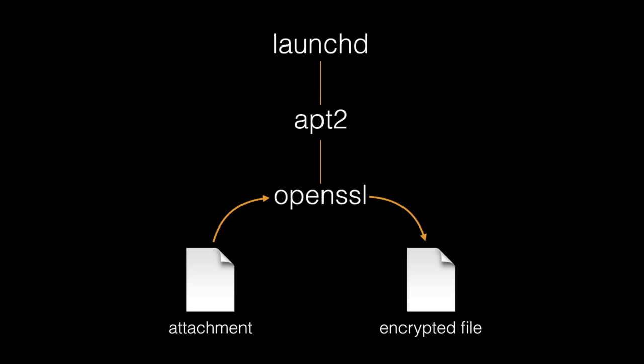The malware system begins with a watcher program that looks for new emails that have attachments. For this, I just used Apple's standard LaunchD service. When an email with an attachment comes in, LaunchD automatically starts a little program I wrote called APT2. APT2 looks at each email attachment's type, and if the file type is one I want, APT2 launches OpenSSL to make an encrypted copy of the attachment, putting it in the staging directory.